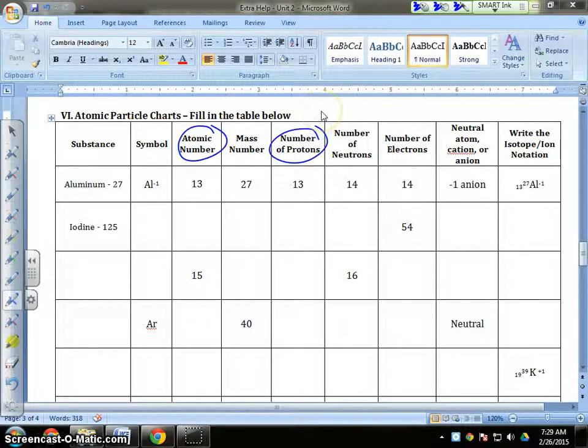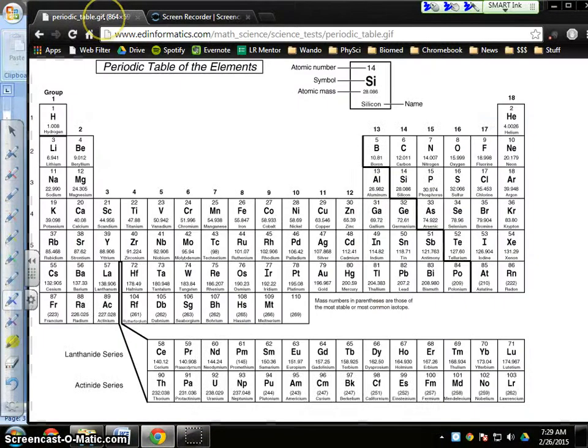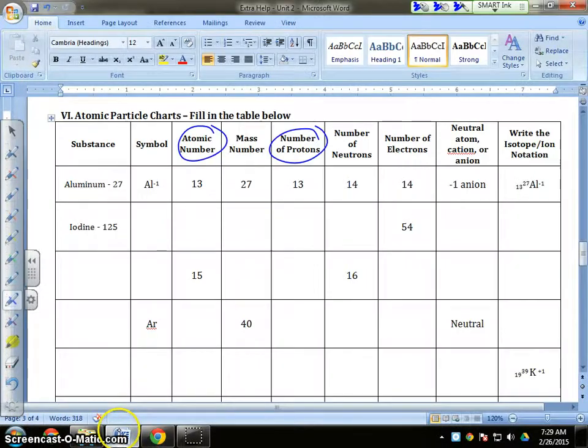And if you've been paying attention at all in class, your atomic number is simply the whole number on any given box in the periodic table. If we're talking about silver, it's 47. If we're talking about nitrogen, it's 7. If we're talking about bromine, it's 35. It is easily the most important feature on the periodic table in terms of each individual box. And that number is always going to be equal to the number of protons. So my 13 here always has to be 13 here.